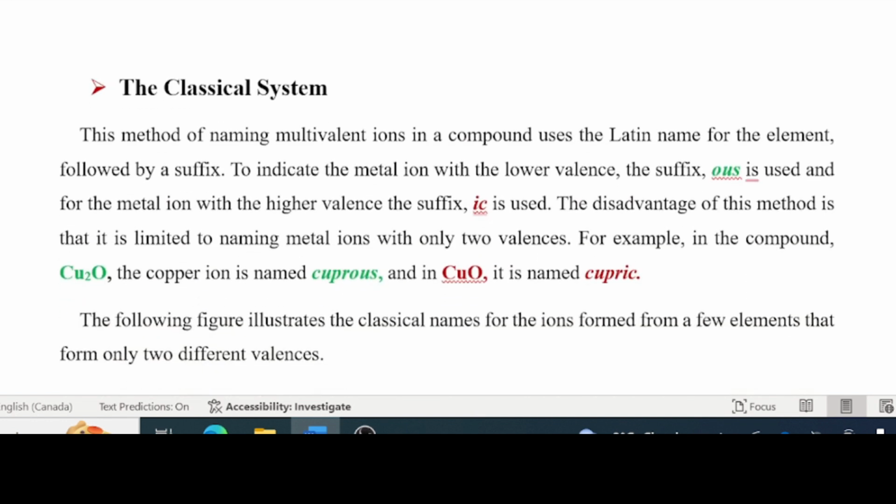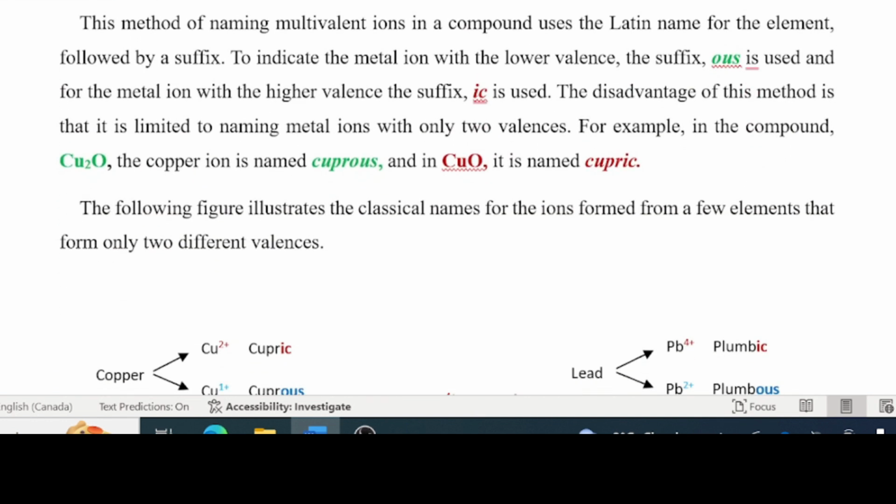You have the classical system. We've spoken about that already. The classical system uses the suffix "us" and "ik." When you use the suffix "us," it is referring to the one with lower valence. And when you use the suffix "ik," it is referring to the one with the higher valence. For example, you can name copper in two ways. Cu2O we call cuprous oxide, and CuO we call cupric oxide.